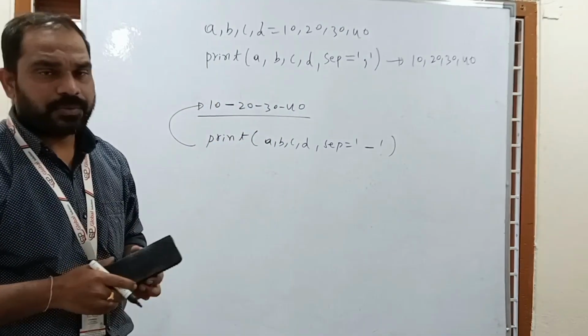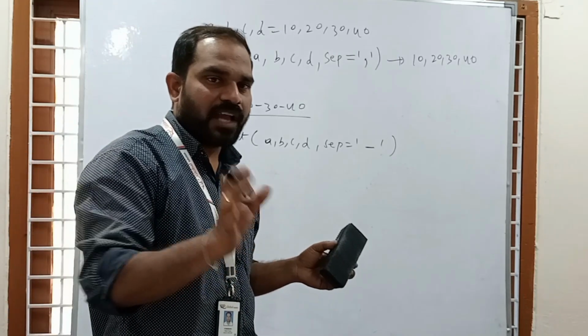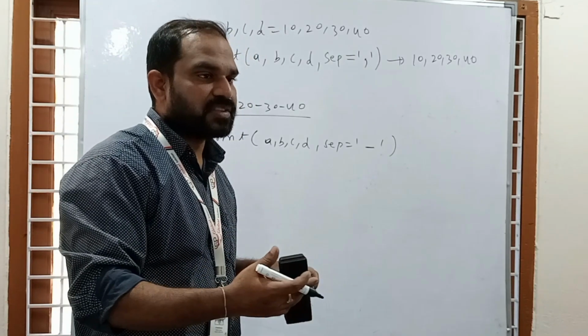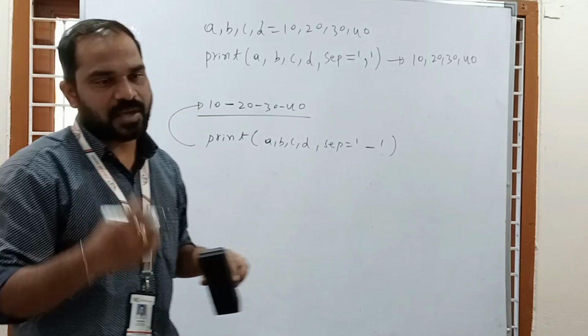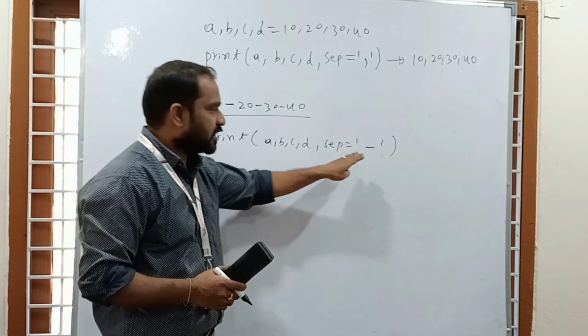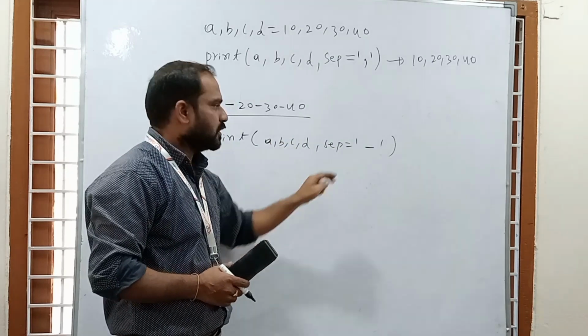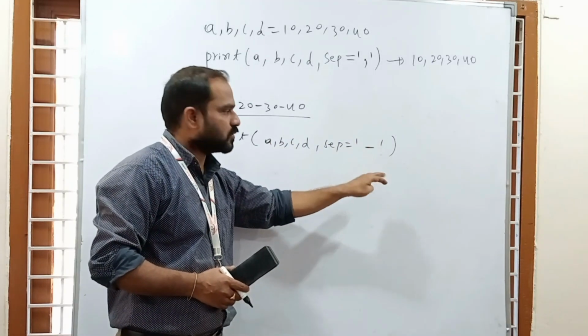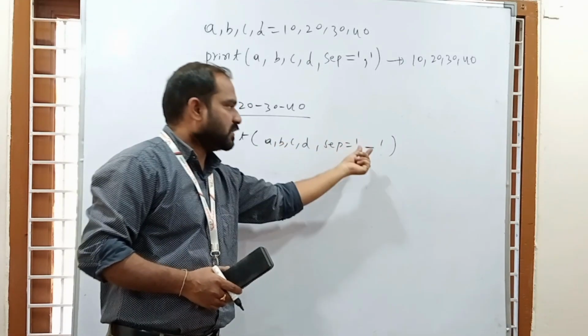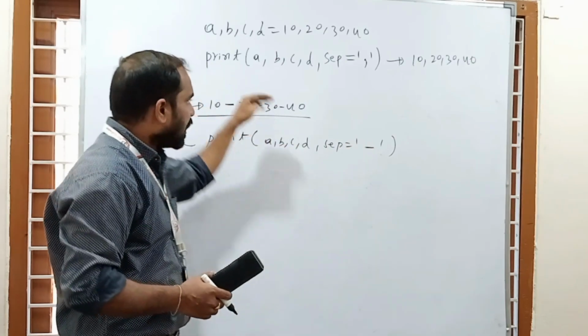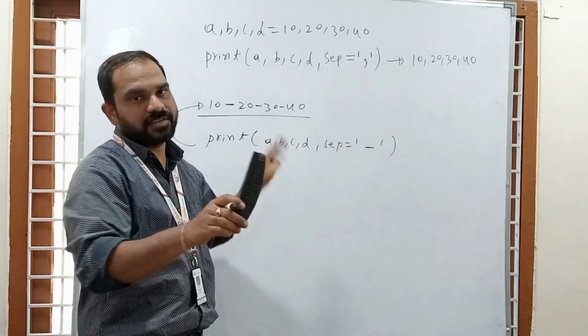Okay, you can separate multiple values which are going to be printed on the screen by a specified separator. That separator needs to be assigned to this particular operator, right? So sep equal to, in the inverted quotes you need to assign that. So with this specified character, all the values will get separated, right?